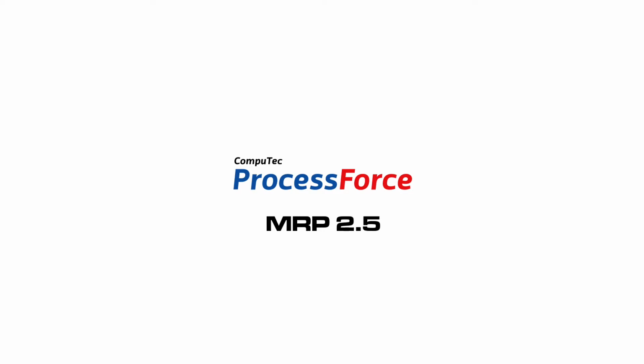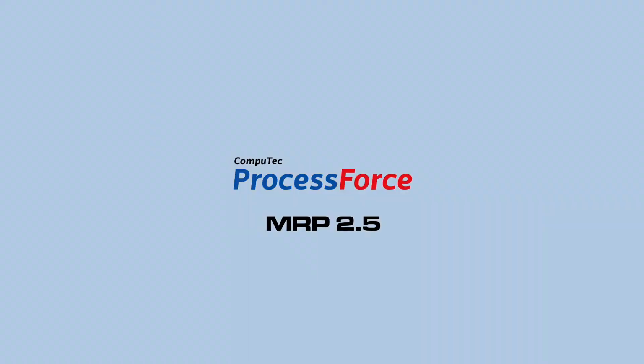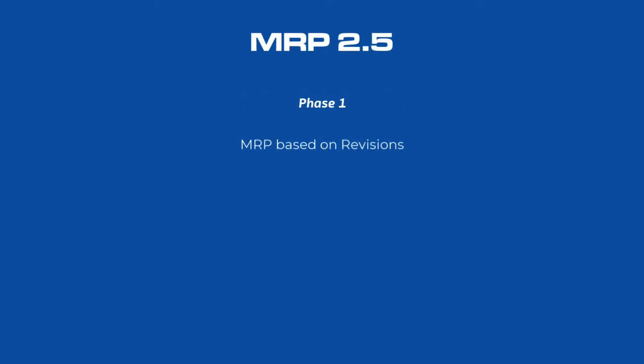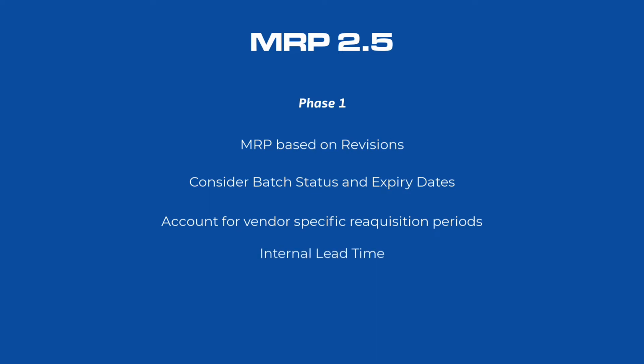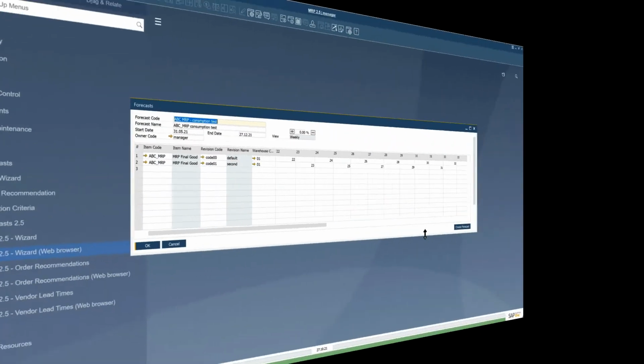We decided to improve on the MRP currently available in SAP Business One in a number of ways. In Phase 1, we wanted to be able to run MRP for product revisions and also to be able to take batch status and validity into consideration, to consider vendor-specific reacquisition periods and also internal lead times. And we wanted to add some user-friendly tools for getting MRP recommendations and then create the appropriate documents based on those recommendations too. So let's get started.